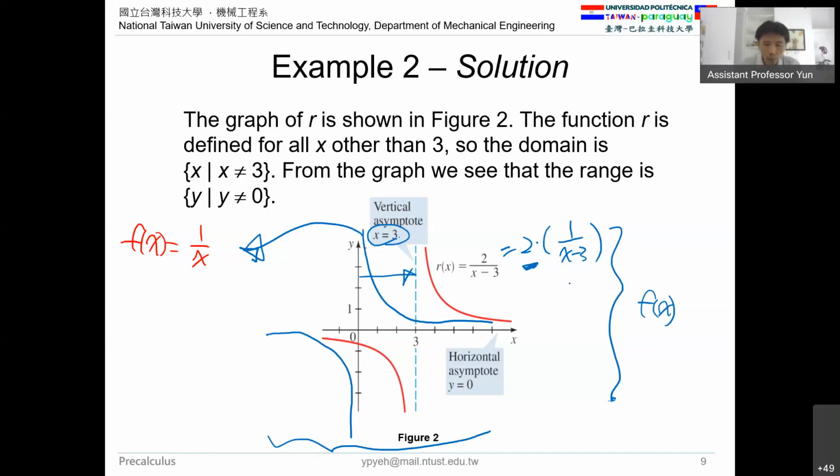When x equals 3, the denominator equals 0, which does not exist in these functions. So the domain of this function is x cannot be equal to 3. And they also have the horizontal asymptote at y equals 0, right? So in the range of these functions, y also cannot equal 0 in this case.